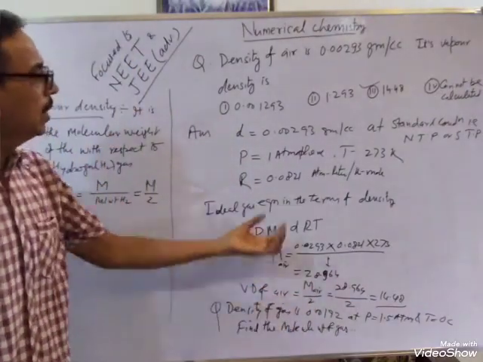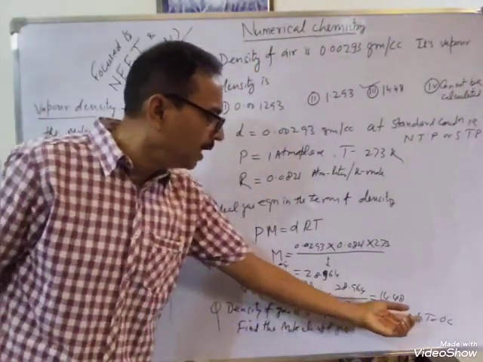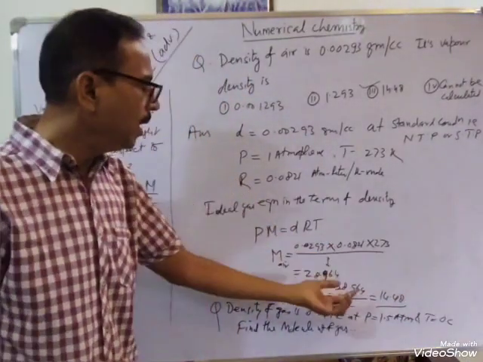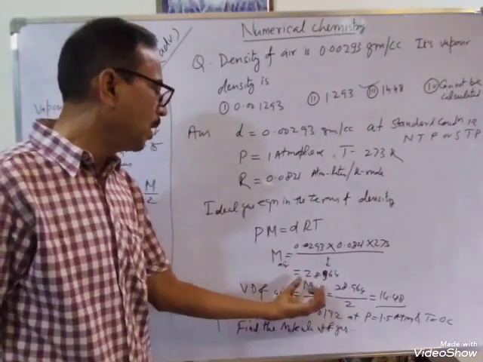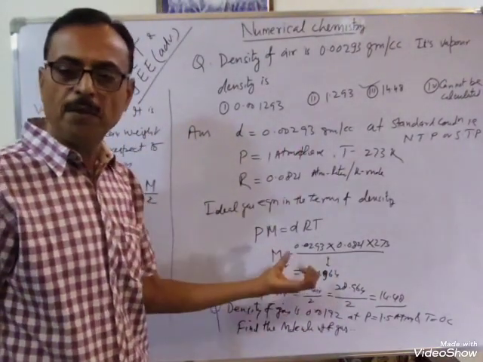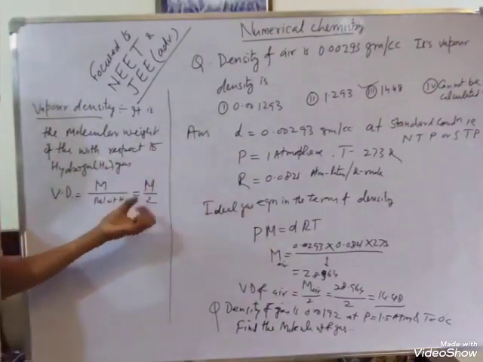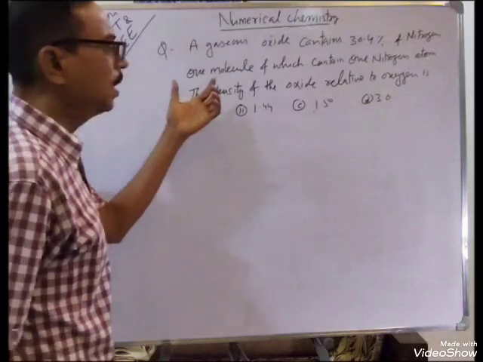So you calculate it. I think it is the same as above. Only density is given, and P and T values are given. Convert the temperature into Kelvin, and the pressure is given. Simplify, and you will get the molecular weight in the same way as above in the case of air. So I think now it is clear. Next, we take one more question.